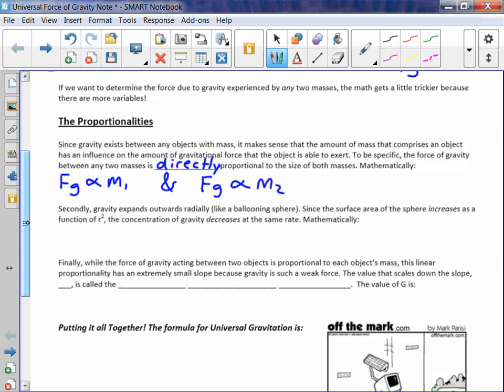What happens if the mass is not spherical? Then it just gets more complicated. Again, you have to integrate the shape of the object. Concentration of gravity. So mathematically, Fg is inversely proportional to radius squared.